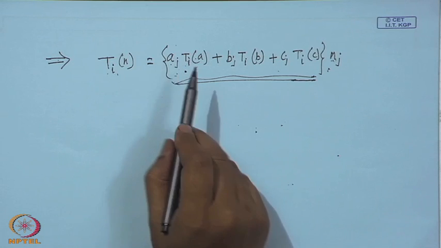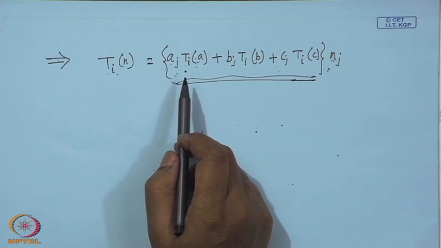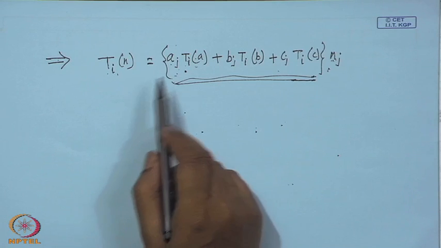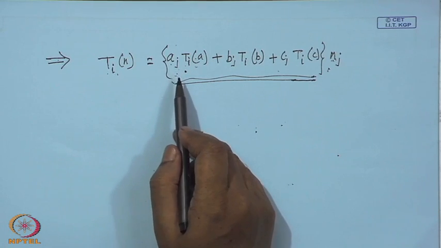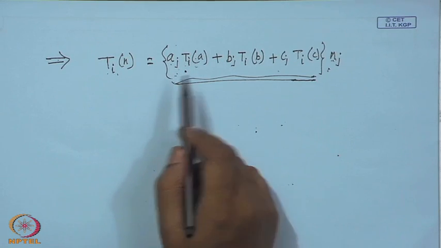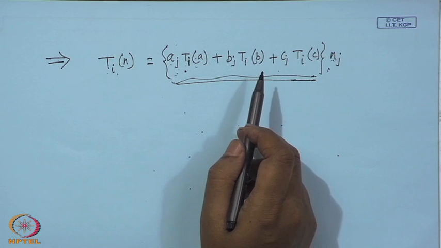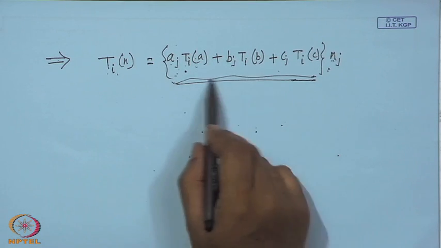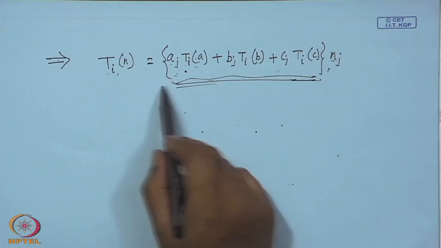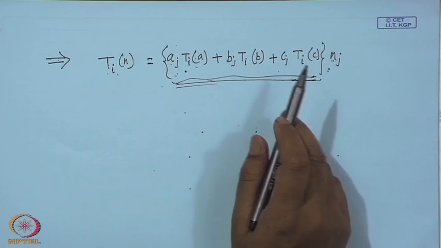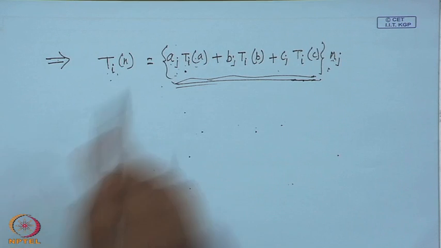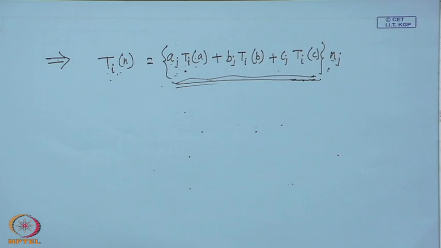Also, you see that this gives the ith component of the force. The end result of this right hand side, all these products, will finally be the ith component of the force, and that is what it is equated to on the left hand side.